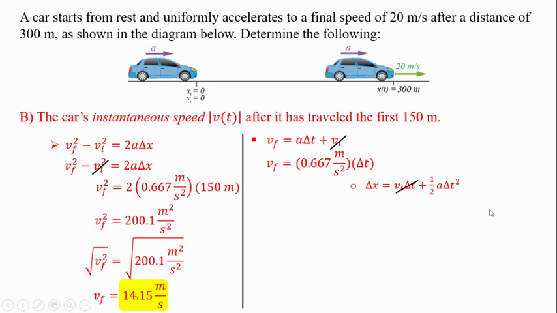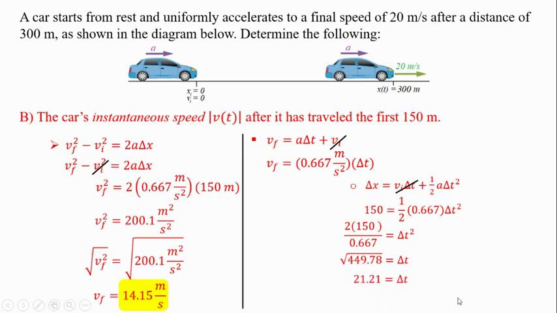So I'll go ahead and plug and check here. Our displacement is simply 150. Our acceleration, which we got from part A, is 0.667. Here t squared is unknown, so to solve for t squared, we multiply both sides by 2, and at the same time divide both sides by 0.667. So if you do that properly, you should get that. And then if we simplify that, to solve for t, we square root both sides. So the square root of 449.78 will give you a value of 21.21.